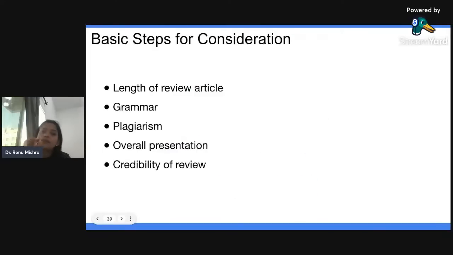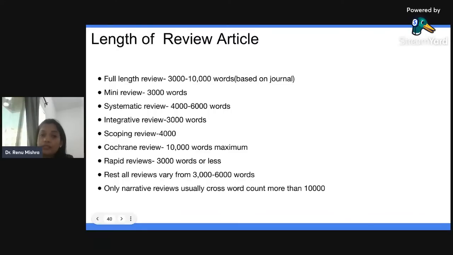softwares. Now there are certain steps which should be considered: length of review article, grammar, plagiarism, overall presentation, and credibility. Let's take them one by one. Length of review article, although it is 3,000 to 10,000, but in my opinion, it primarily depends upon the journal. Okay. However, for each kind of review, I have written the word count. But whatever journal you are considering, please consider the word count of that journal. Okay.